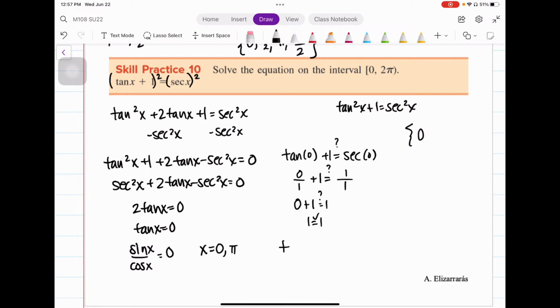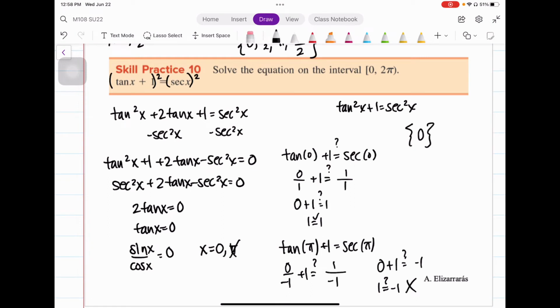Let's try pi. Tangent at pi plus 1 equals secant pi. The tangent at pi is the sine over the cosine, or 0 over negative 1, plus 1. And the secant is 1 over the cosine of pi, and the cosine of pi is negative 1. This is saying 0 plus 1 possibly equals negative 1. Does 1 equal negative 1? No, it does not. So pi is not a solution. Our only solution then is 0.